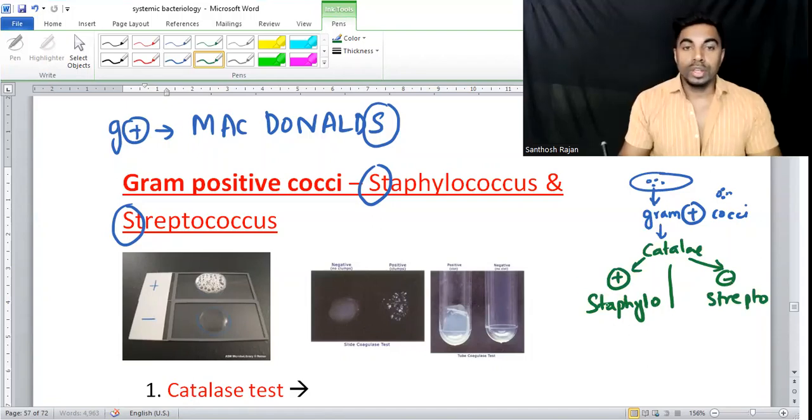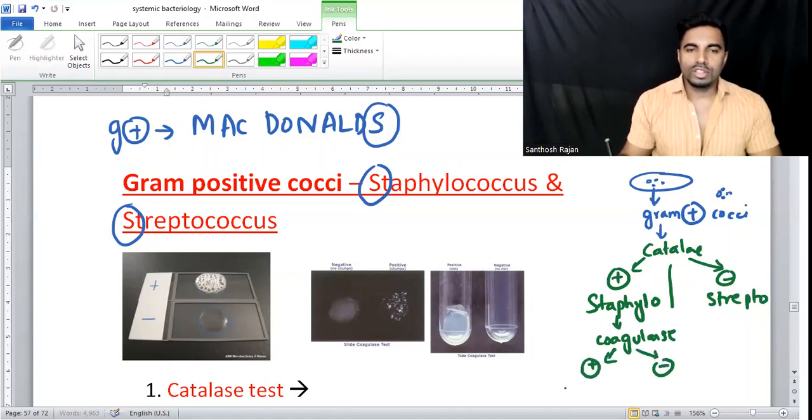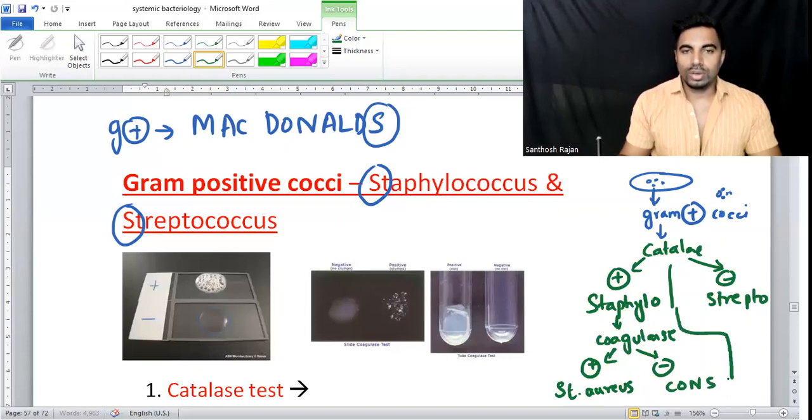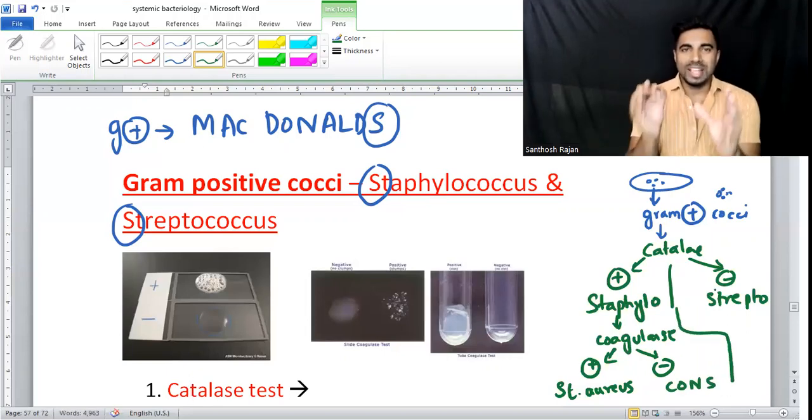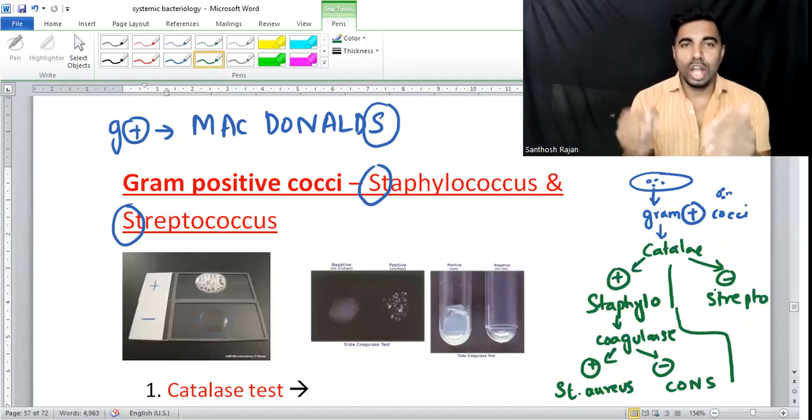That's another topic. In staphylo, again, staphylococcus aureus is the most important pathogen. We have many staphylococcus species. To differentiate staphylococcus aureus from the others, the next test you will do is coagulase. If it is positive, that is your staphylococcus aureus. If it comes negative, then that is called CoNS, that means coagulase negative staphylococcus. Got it? This is the schematic, the basic view, of how you differentiate whenever you see a gram-positive cocci.